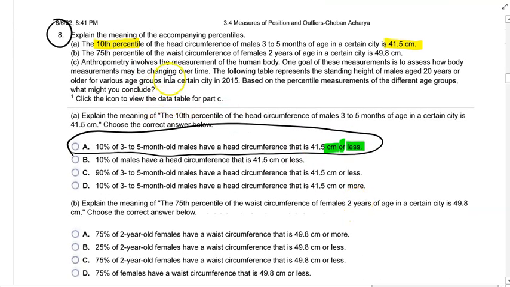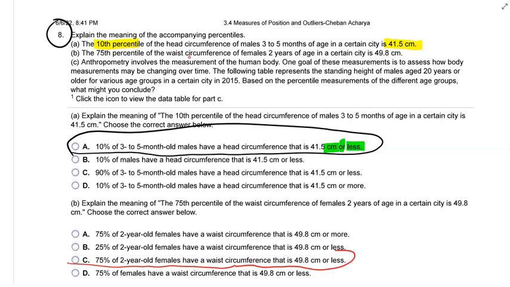What do you mean by the 75th percentile? Similar to part A. In other words, 75% are less than 49.8 centimeters or less. In other words, this answer is C. 75% of 2 year old females have a waist circumference that is 49.8 centimeters or less. Again, you guys notice here, centimeters or less.